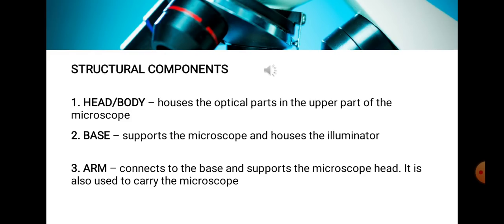The head or the body houses the optical parts in the upper part of the microscope. The base is found at the bottom of the microscope, which supports the microscope and houses the illuminator. It is basically what the microscope stands on. The arm connects to the base and supports the microscope head. It is also used to carry the microscope.